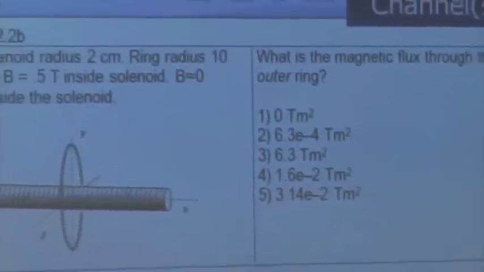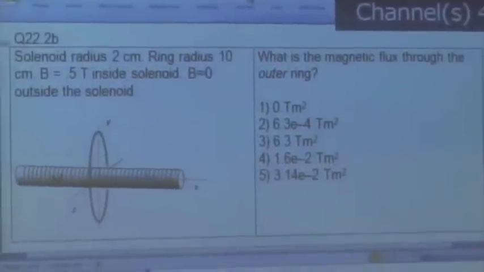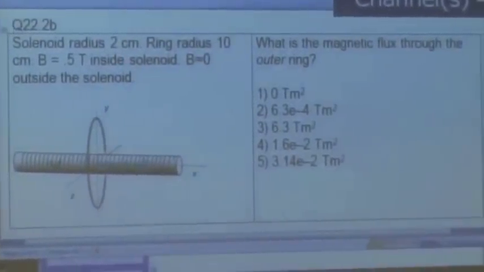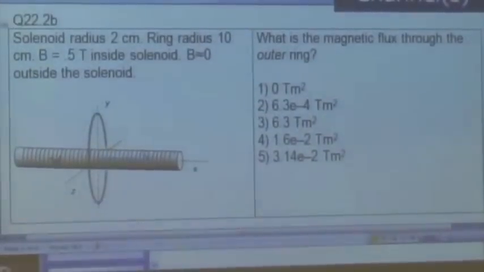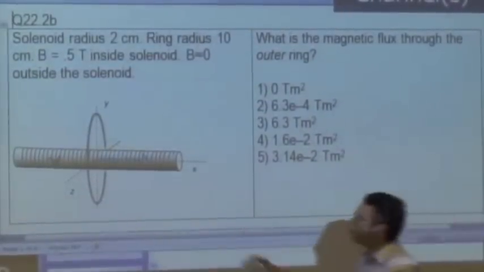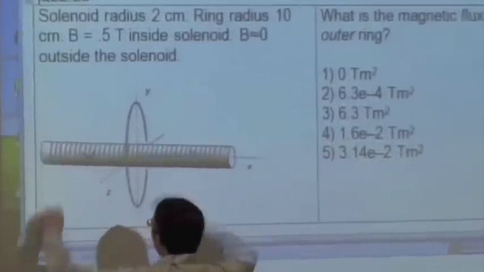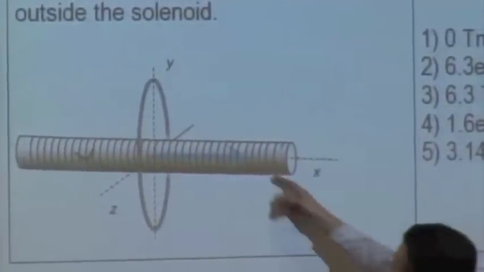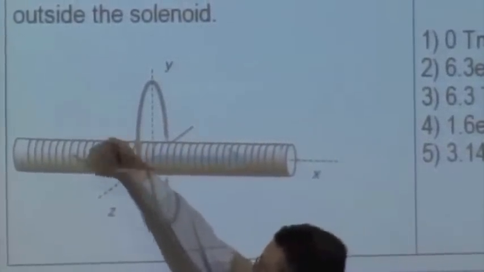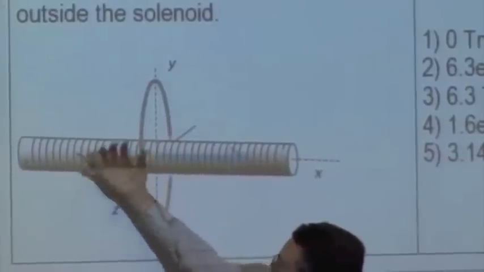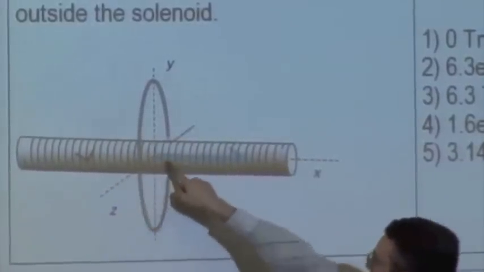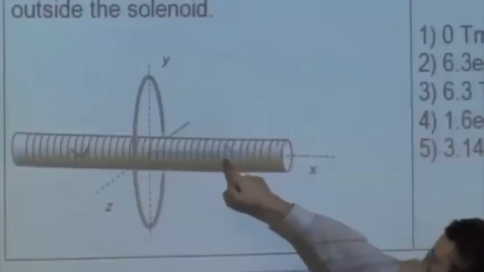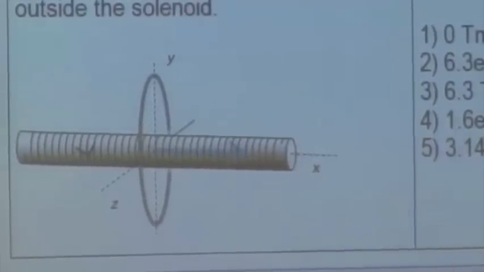Here's a solenoid that is running through the inside of a metal ring. I've got a long solenoid, and current is running through it in the same way we drew it over there. The conventional current is coming out at the top, going in at the bottom, so it's wrapping around like this. It's producing in the interior a magnetic field pointing along the positive x direction.